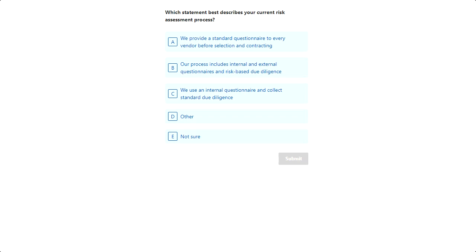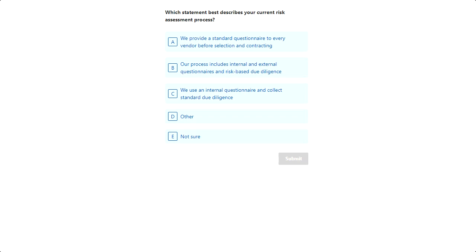This question is, which statement best describes your current risk assessment process? We provide a standard questionnaire to every vendor before selection and contracting. Our process includes internal and external questionnaires and risk-based due diligence. We use an internal questionnaire and collect standard due diligence.